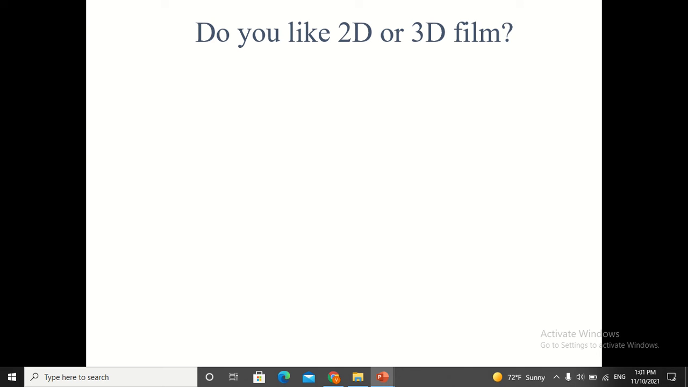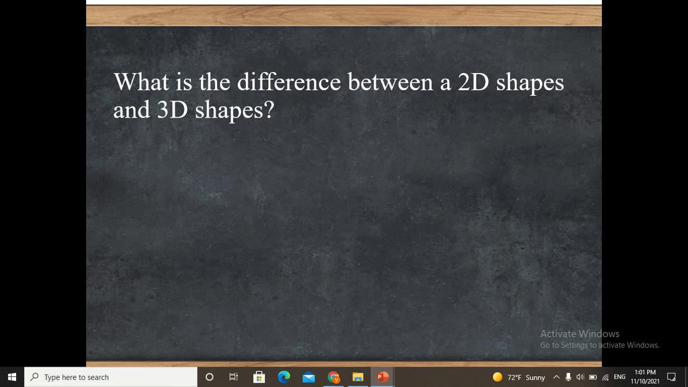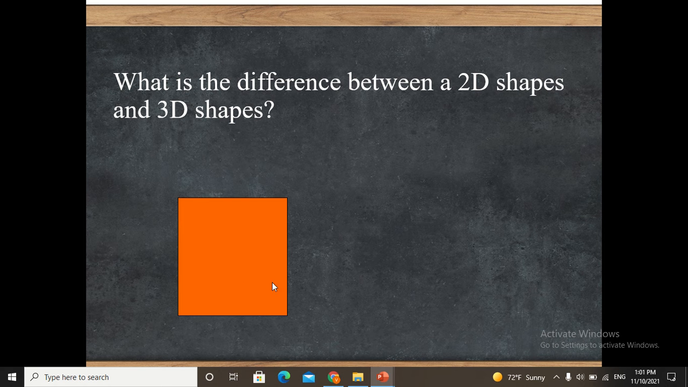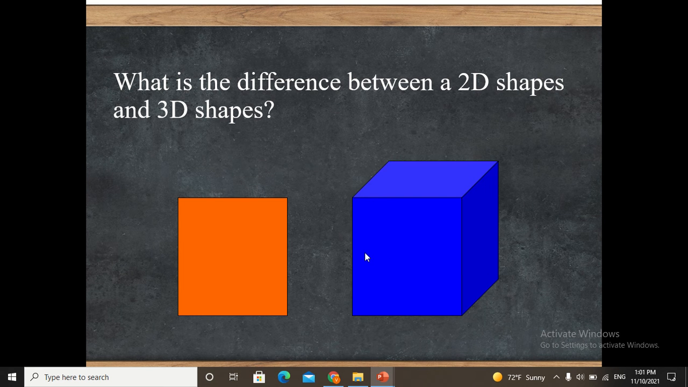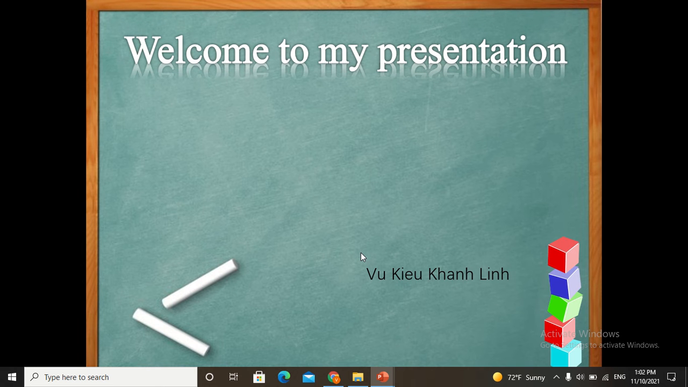Surely we all have gone to the movie once with our family or friends. Do you like 2D or 3D film? I like watching 3D movies because the images are vivid and realistic. Why? Do you know the difference between 2D shapes and 3D shapes? To answer the question, let's go to this lesson.